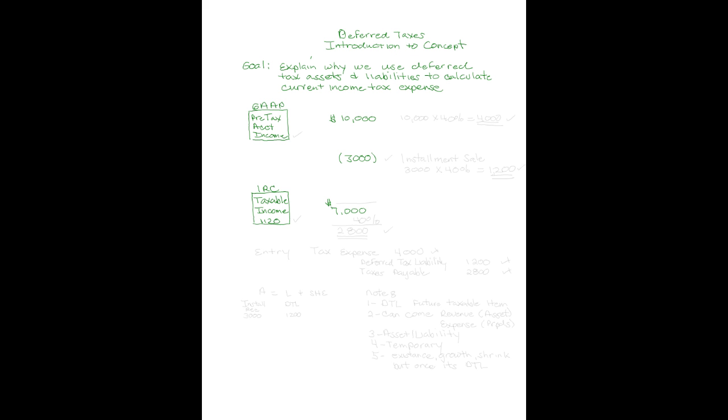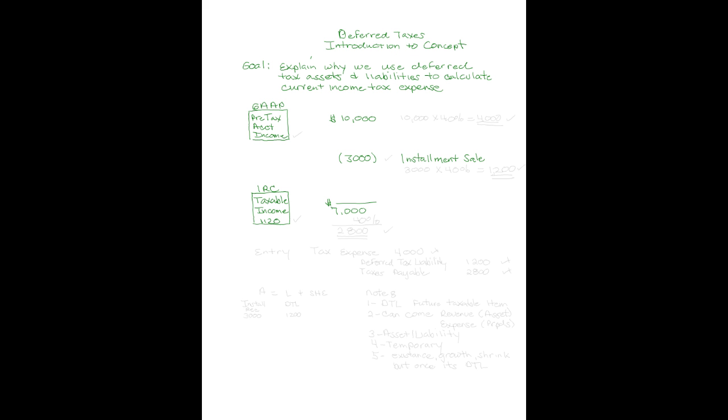In this example, I'm saying the $10,000 is my pre-tax accounting income, and the $3,000 comes about from an installment sale. In this installment sale, I record the revenue in my income statement because I have earned it according to the revenue recognition principle, but on my tax return, I do not record the revenue because I haven't collected it yet. Your tax return's much closer to a cash basis than generally accepted accounting principles are.